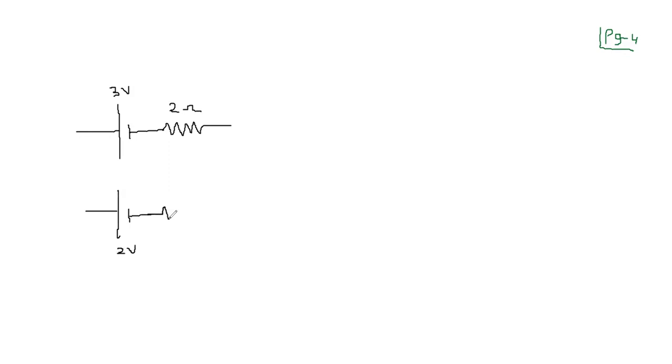So we do one sum based on Kirchhoff's second law for proper understanding. So it is a diagram. A 3 volt battery, a 2 ohm resistance, one more battery, a 2 volt battery, a 1 ohm resistance. It is a 5 ohm resistance.